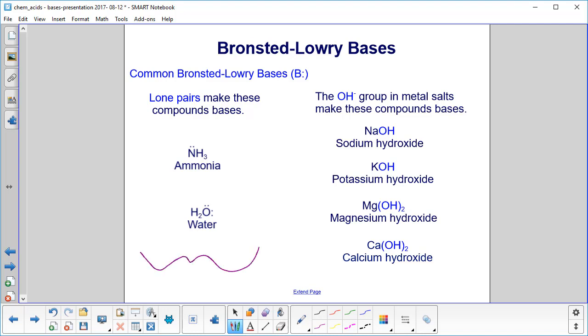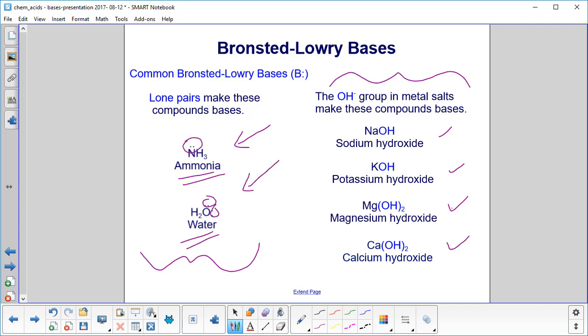These two guys here, right? They don't have a separate OH-. Here's Arrhenius, this is good. The OH- group in metal salts makes these bases: sodium hydroxide, potassium hydroxide, magnesium hydroxide, calcium hydroxide. What makes these guys bases are their lone pairs. You can see there's the lone pair with the nitrogen for ammonia, and here's two lone pairs for water. So these are bases because of Bronsted-Lowry.